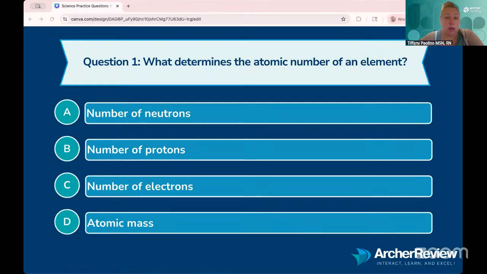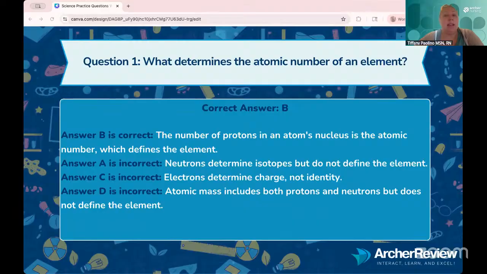Neutrons, protons, electrons. Protons is the correct answer if that's what you were thinking. Why? What do protons do? It's in the atom's nucleus, and it's the number. It defines the element. Neutrons determine isotopes. They don't define the element. Electrons determine the charge. Remember, those can be positive or negative. And then atomic mass includes both protons and neutrons, but it doesn't define the element itself. So, super fundamental concept, really key to understand the distinctions and grasping kind of the structure of an atom and of a cell. Okay, let's do the next one.